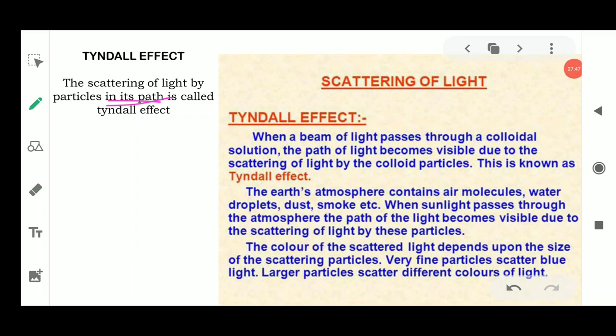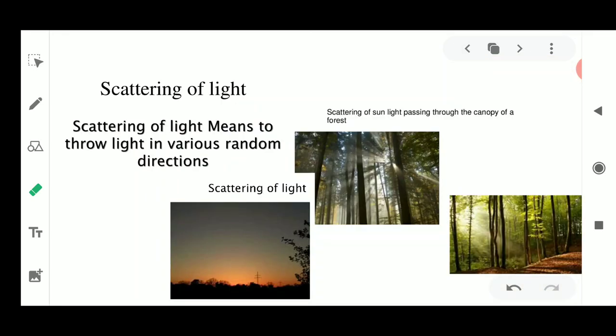The Earth's atmosphere contains air molecules. Now how is this taking place? Let's find out. The Earth's atmosphere consists of air molecules, water molecules, droplets, dust particles and smoke. When the sunlight is passing through the atmosphere, the path of light becomes visible due to the scattering of light by these particles. As you can see here in the diagram also, a clear picture of the scattering of light is being shown.